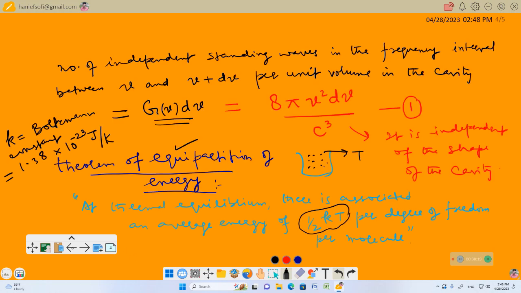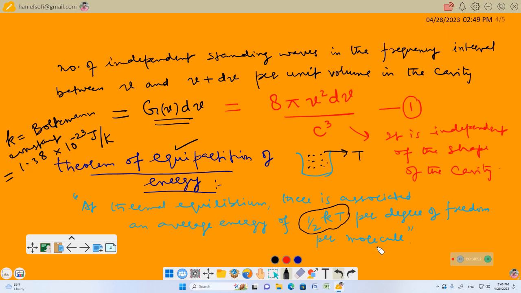Now, let us go to the theorem. The theorem says when the gas is at thermal equilibrium at absolute temperature T, per degree of freedom per molecule there will be half kT. That means if the molecule has 3 degrees of freedom, then its average energy will be 3 times half kT, because per degree of freedom it will possess half kT energy. Right? Now, this rule is called the theorem of equipartition of energy.